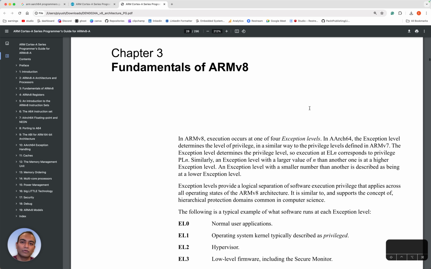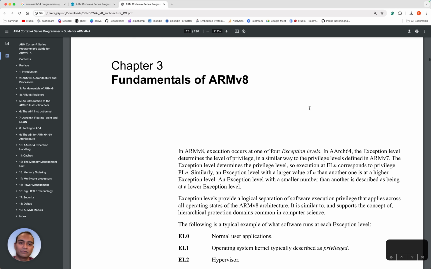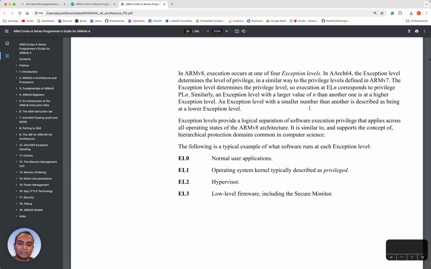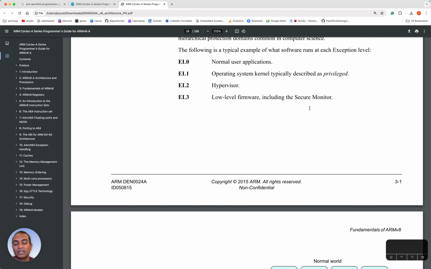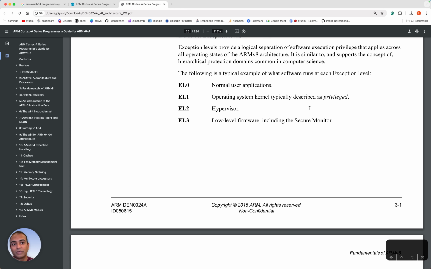All right, so now we're going to follow through this one chapter, which is the fundamentals of ARMv8. And this will give us enough fodder to be able to understand the CPU on our own. And let's take that up in the next video.